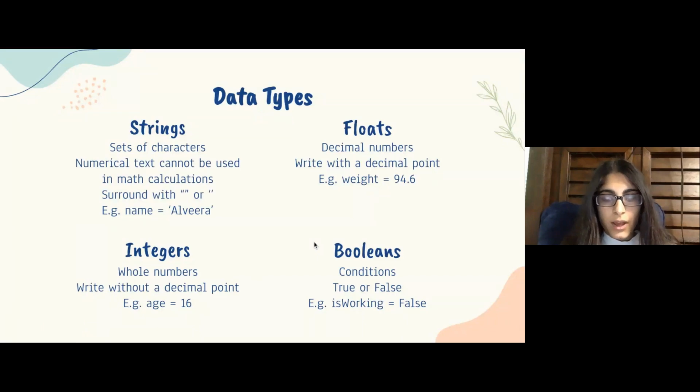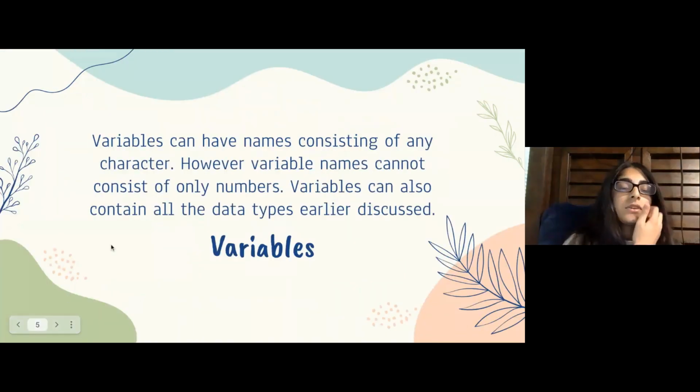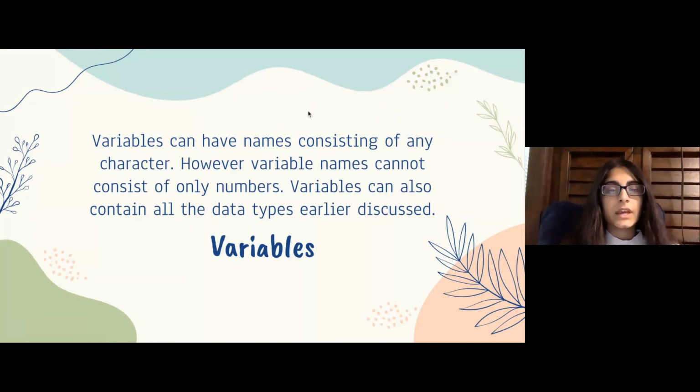And we also have another type that's different from these 3. It's called Booleans. It's just supposed to address the state of a condition. So it can be 2 things. It can be true or it can be false. So I could set a variable called is working, and I could say false. And variables, like the ones that we showed examples of before, can have names consisting of any character. However, they can't be only numbers, and they can be all the data types that we just discussed.